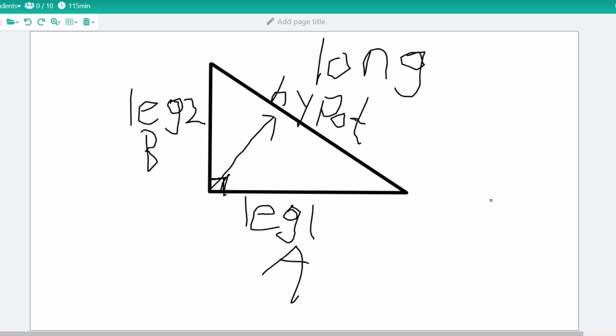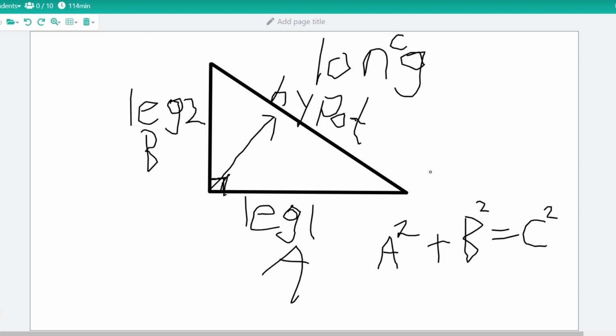So if I wanted to find this side, and I called the long side C, I would have to square my side length A, then add my side length B. And this equals my side length C, or C squared.